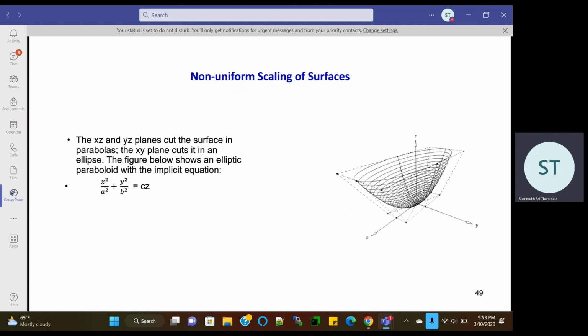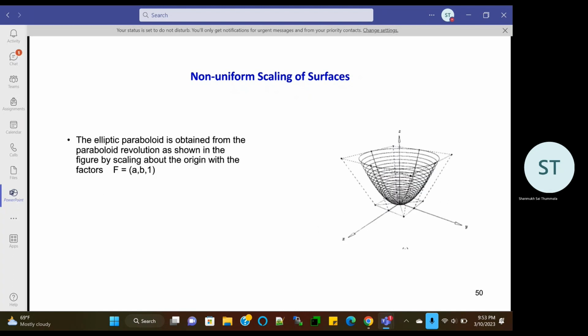The xz and yz planes cut the surface in parabolas, whereas the xy plane cuts it in an ellipse. The figure below shows an elliptical paraboloid with the implicit equation as shown below. Coming to the elliptical paraboloid, it's obtained from the paraboloid of revolution, as shown in the figure, by scaling about the origin with factors f equal to a, b, 1.